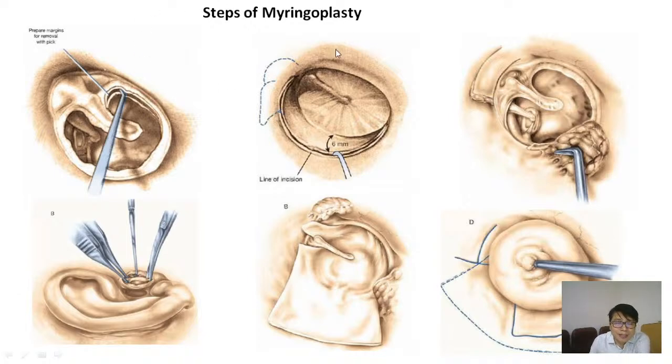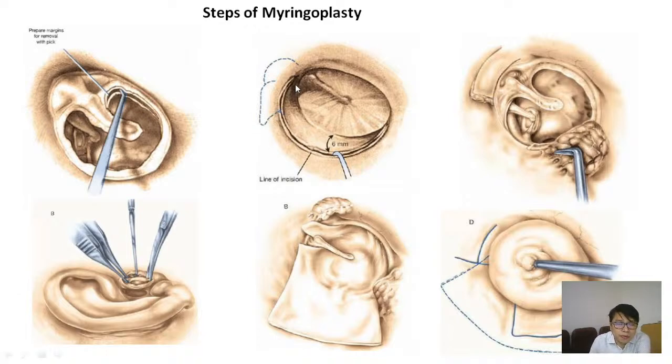According to where we place the graft, we divide myringoplasty into two types, inlay and overlay. So this is the tympanic membrane, a ruptured tympanic membrane. Peripherally we have a fibrous annulus. If we place the graft over the fibrous annulus, it is called an overlay, and if we place it under the fibrous annulus, we call it an inlay.